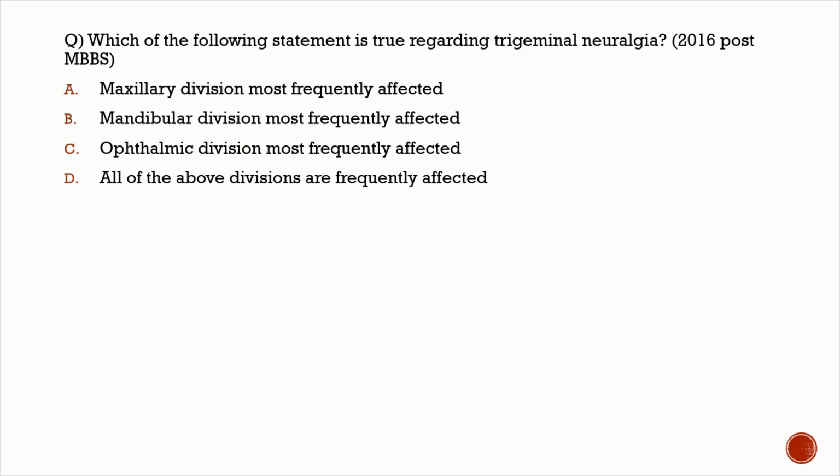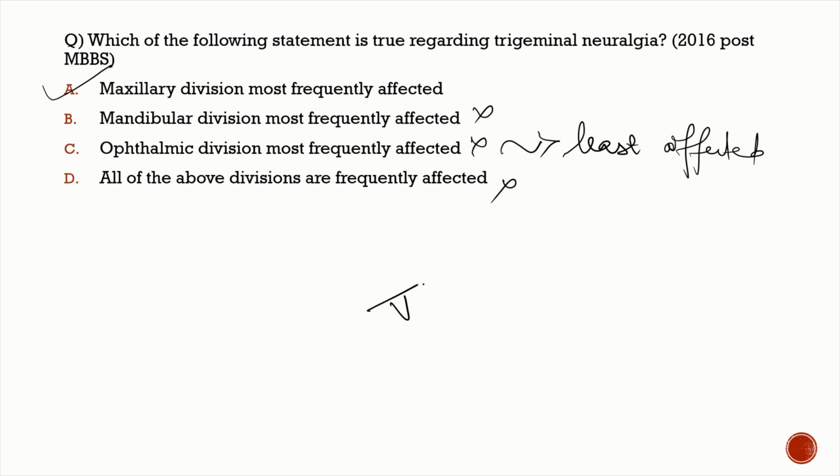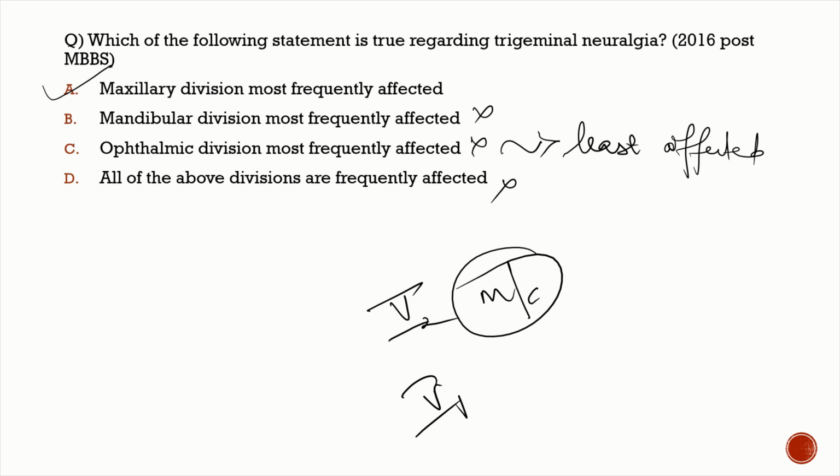Next question. Which of the following statements is true regarding trigeminal neuralgia? Maxillary division is most frequently affected, yes. Mandibular division most frequently affected, no. Ophthalmic division most frequently affected, no. Actually, the ophthalmic division is the least affected. The most common is going to be the maxillary division. All of the above divisions are frequently affected, no. So the answer is maxillary division. Always remember, maxillary division most common. Least common is going to be your ophthalmic division of the trigeminal nerve.